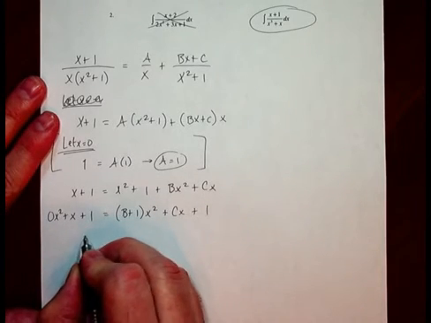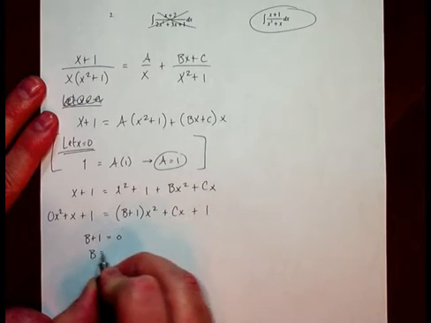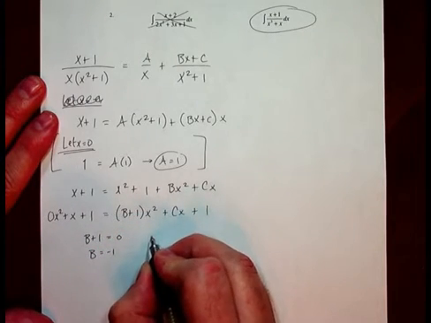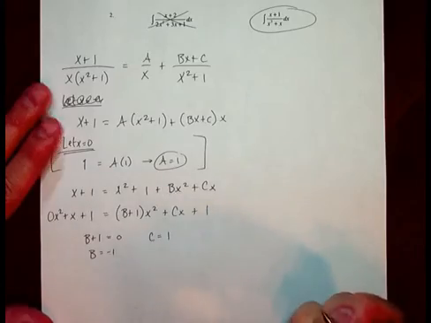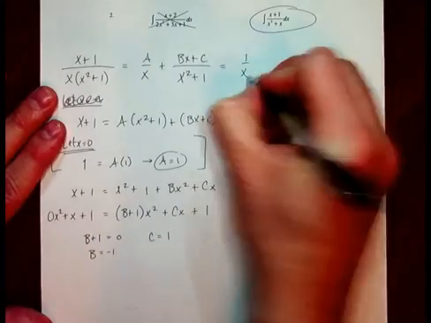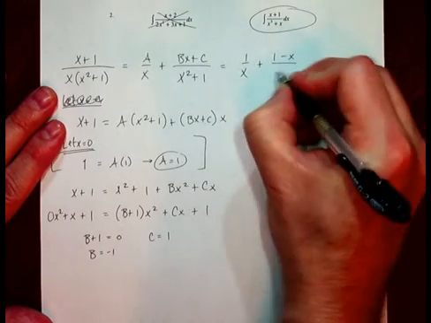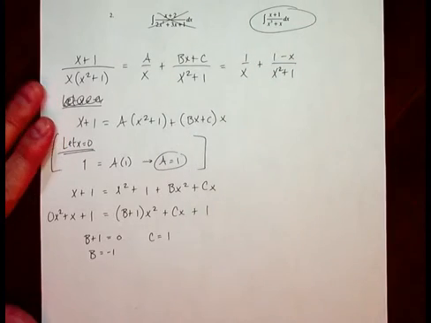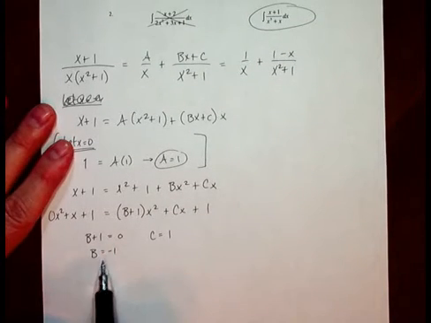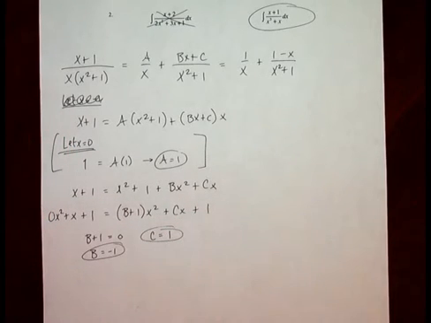Now, that means that b plus 1 is equal to 0, and therefore b is equal to negative 1. And c, of course, is equal to 1. That means that this up here is 1 over x plus 1 minus x over x squared plus 1. And I did it 1 minus x because the b value was negative and the c value was positive. So I just, instead of saying negative x plus 1, I just flipped it around.